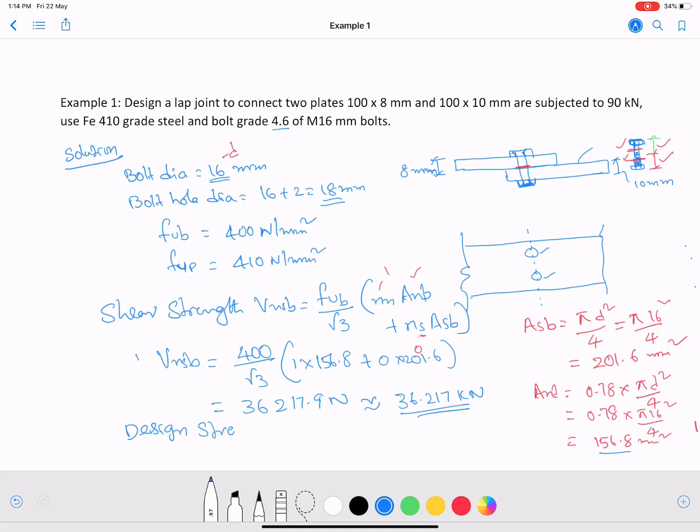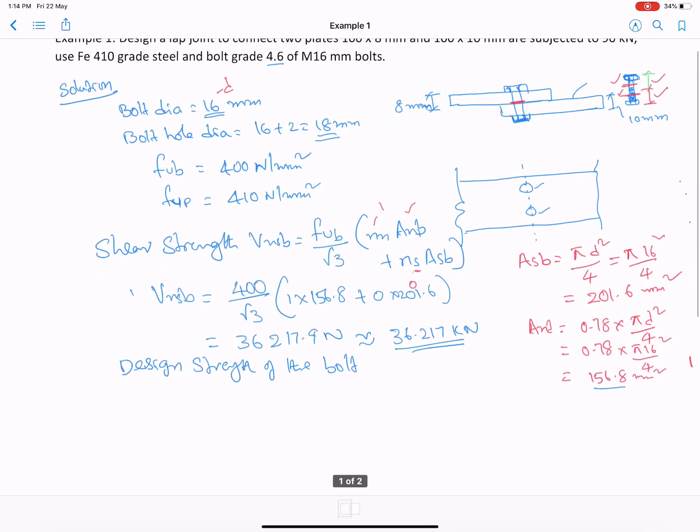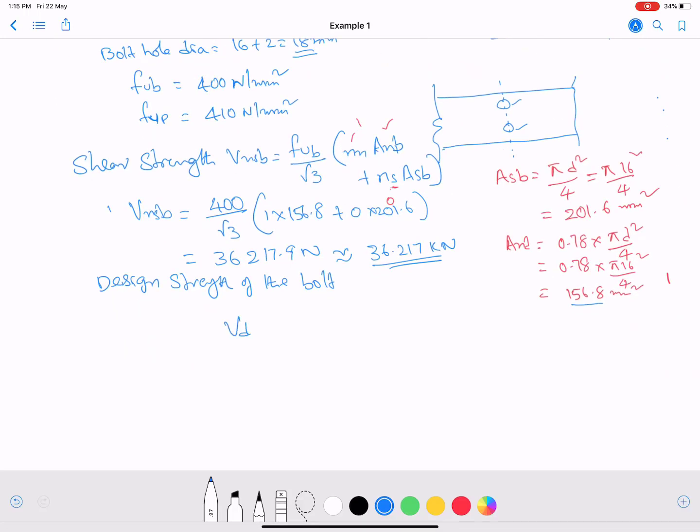Design strength of the bolt equal to VDSB equal to VNSB by lambda MB. Partial safety factor need to be multiplied.